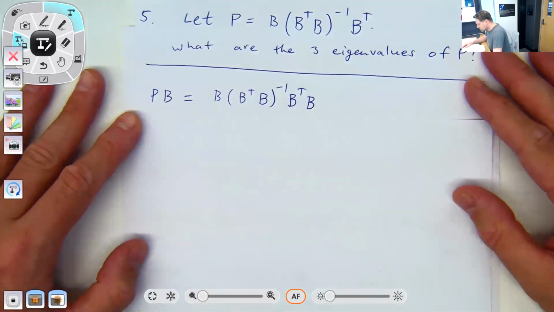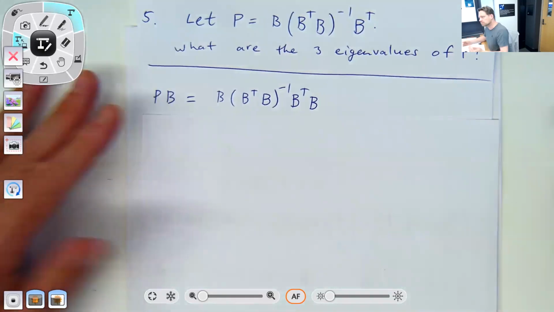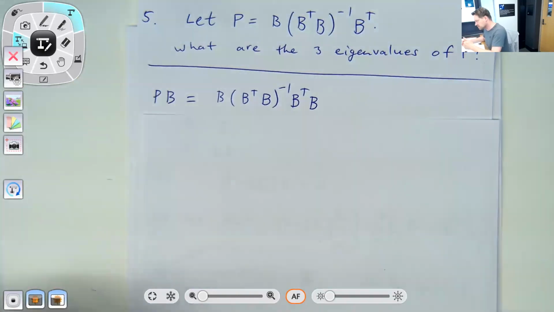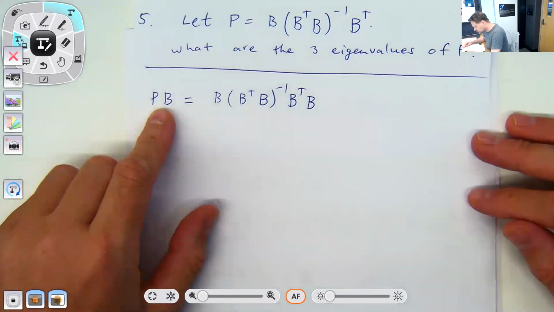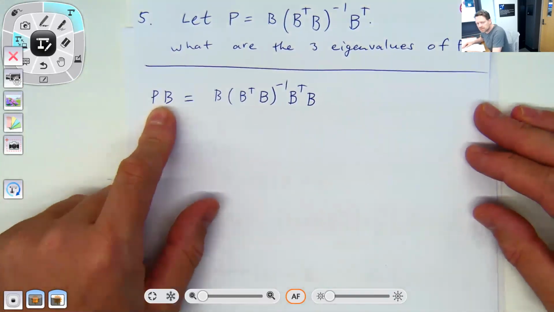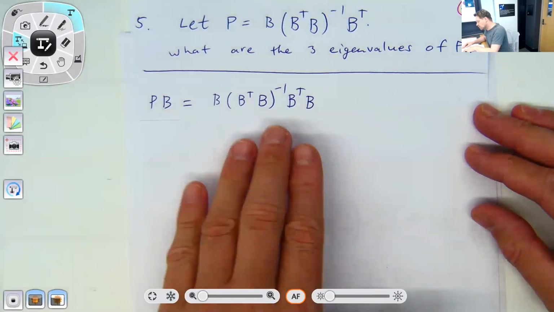What we want to do is multiply P times B, with P on the left. You've got to keep these in order. So P times B, now substituting in P, what we've declared here.